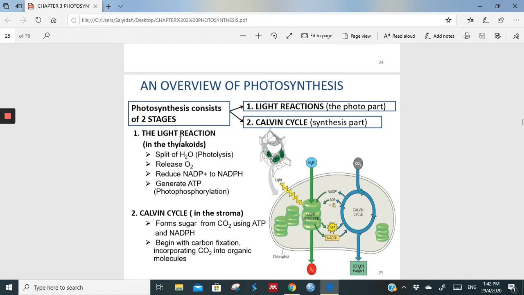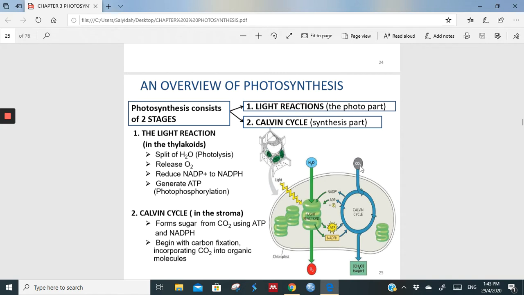This light reaction will reduce NADP plus to NADPH. It means the electrons lost from oxidation of H2O will be accepted by NADP plus, the electron carrier, and then NADP plus will be in reduced form, forming NADPH. So in this light reaction, it will produce ATP by photophosphorylation, and it also will produce NADPH.